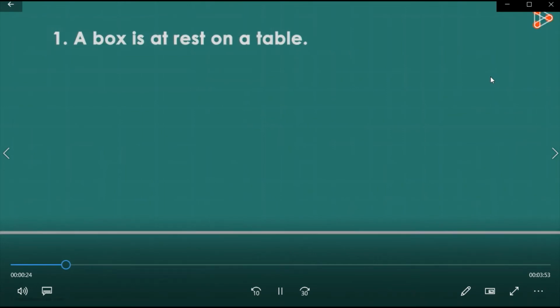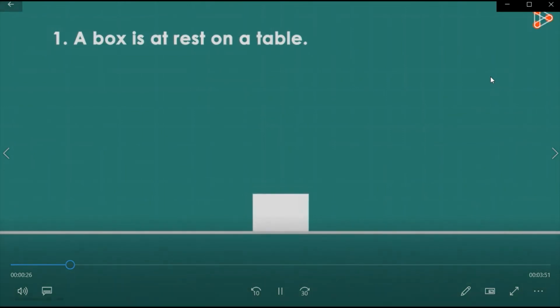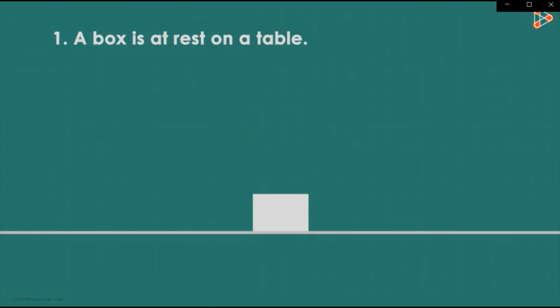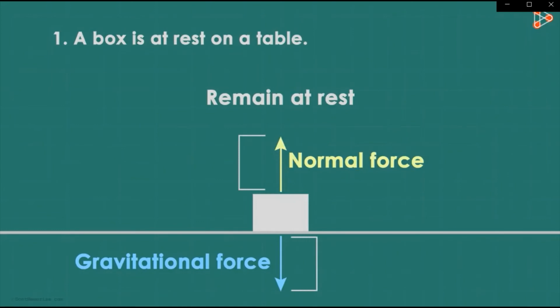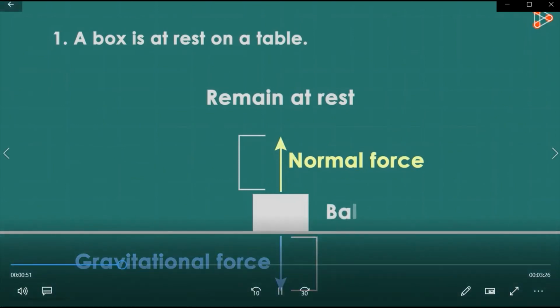Let this horizontal line be the top of the table and the box is placed here. The free body diagram shows all the forces acting on it. First, there is a force of gravity acting on it. It will be downwards. And then there is a normal force acting upwards. As the forces are equal and opposite, the box does not move at all. It continues to remain at rest. And also notice that the size of the arrows is the same. The forces are balanced and the net force is 0.